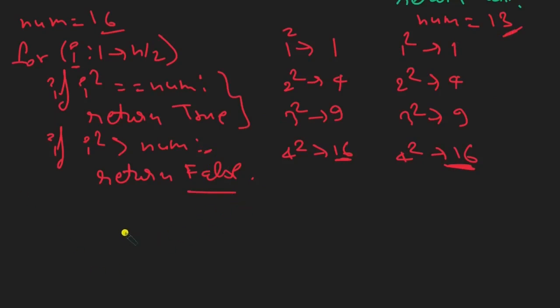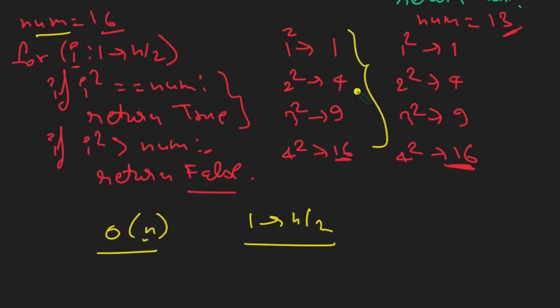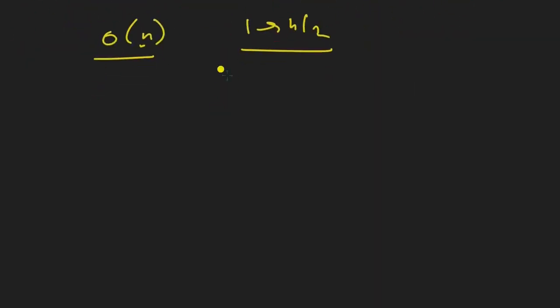The time complexity for this solution is O of n because we are iterating from 1 to n by 2. Can we optimize it a little bit so that we don't need to make n calls? Yes, we can. For that, we can use binary search. Let's see how we can use binary search.